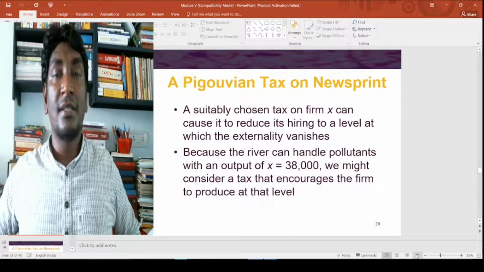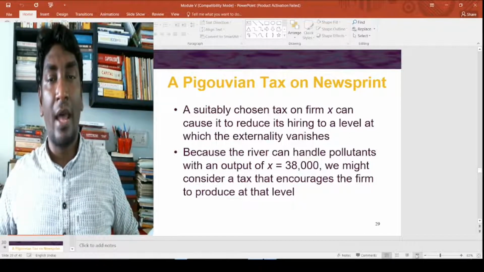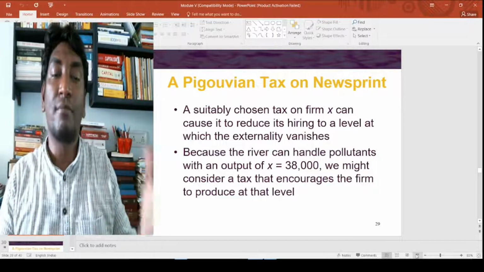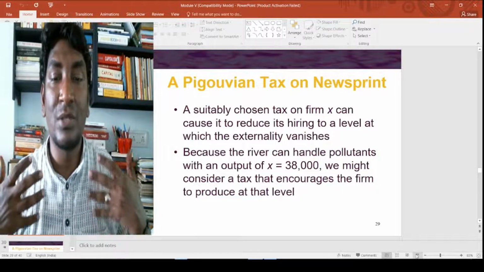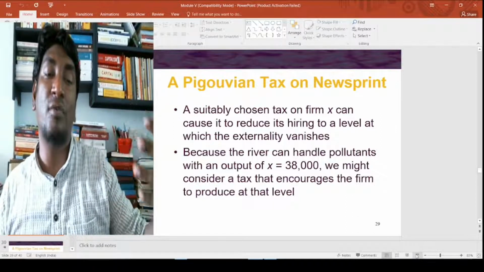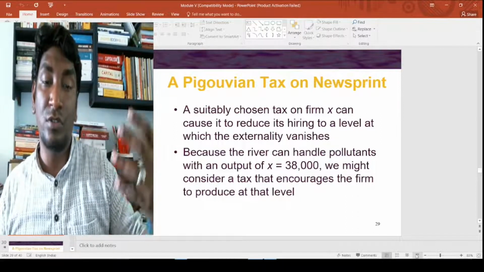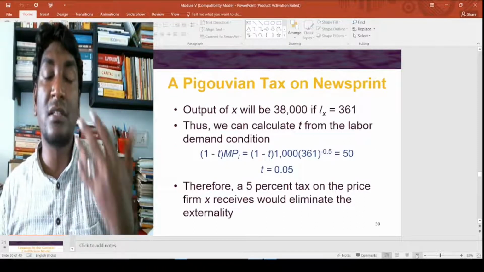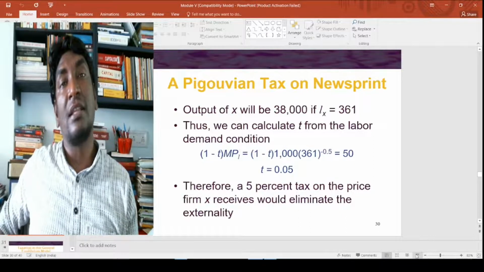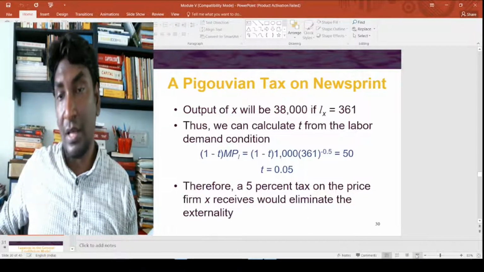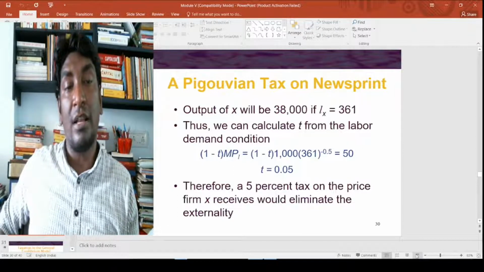So this is a proposition Pigou had in fact made. Because the river can handle pollutants with an output of X which is equal to 38,000, we might consider a tax that encourages the firms to produce at that level. Okay, so output of X will be 38,000 if LX is equal to 361. That is the total employee or the labor in that sense.